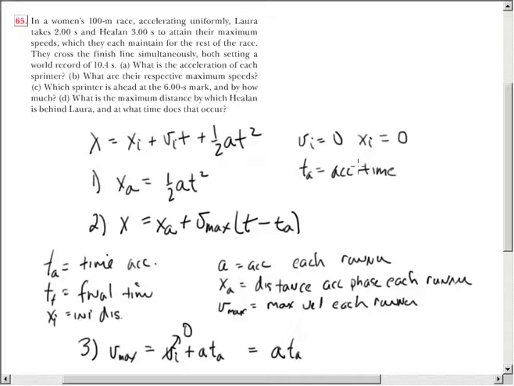Now let's consider one of the runners, Laura. What are the three equations that describe her motion? Pause the video and write down your answer.